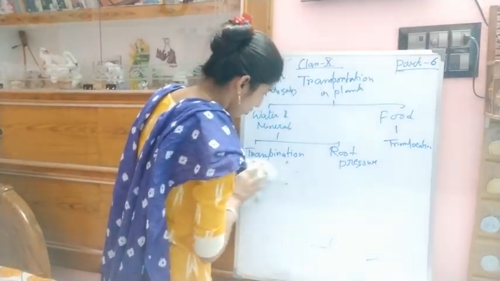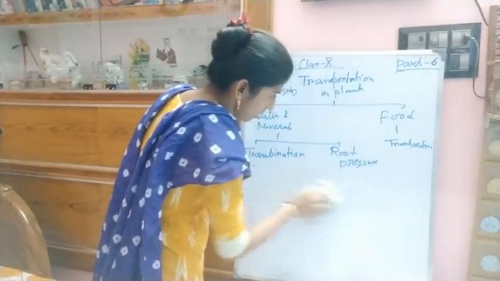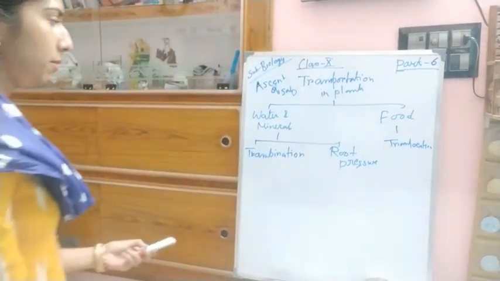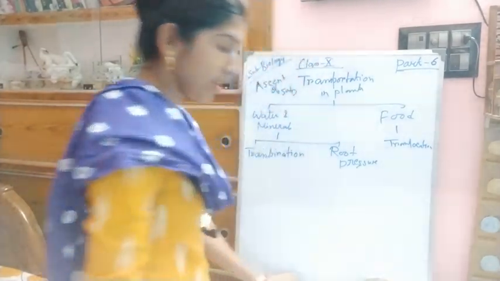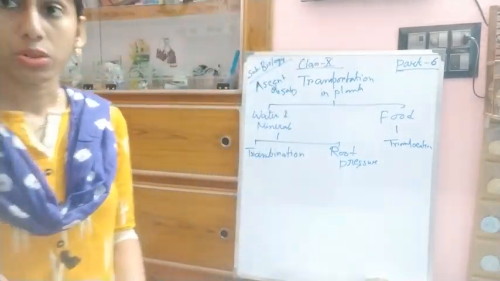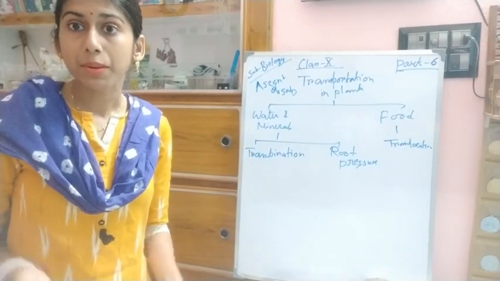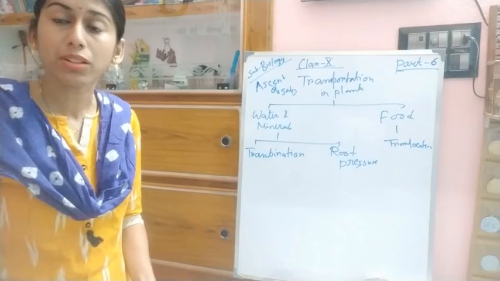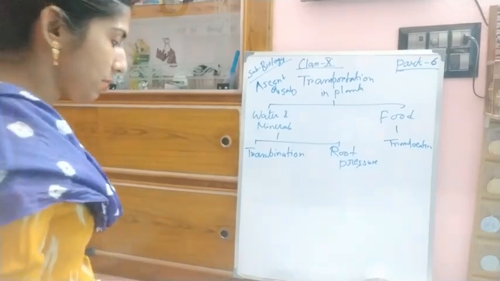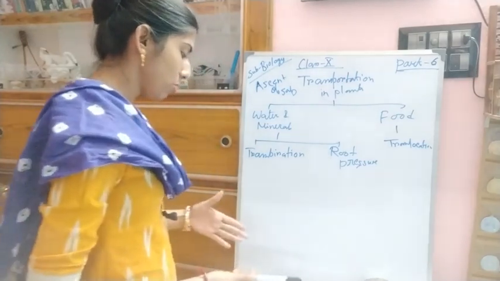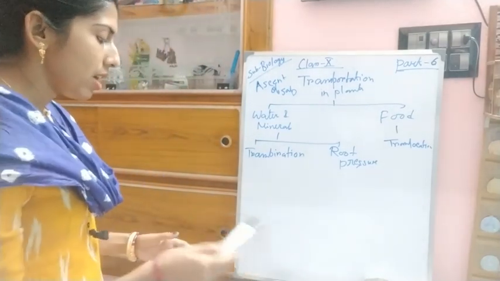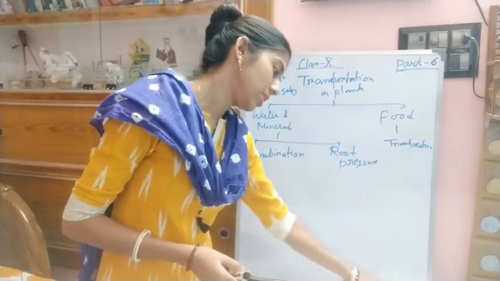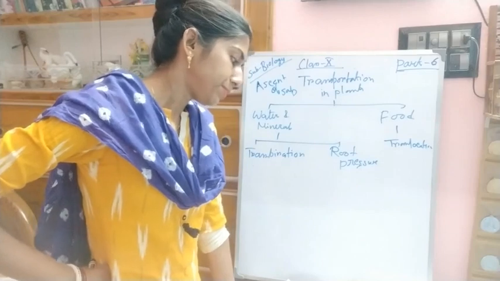Now we will move to the transpiration part. Transport of water and minerals usually occurs through the root hairs, because water is available under the soil, so plants take the water through their roots, and in the upper part of the root we have seen that root hairs are present. With the help of the root hairs, water and minerals are absorbed into the inner part of the plant.